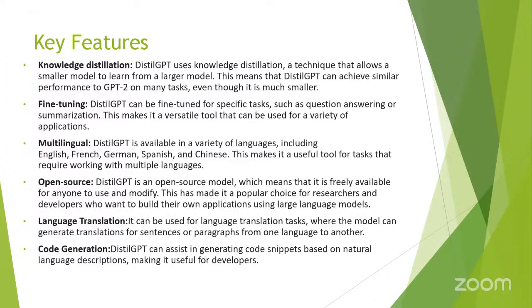Then language translation. It can be used for language translation tasks, where the model can translate sentences or paragraphs from one language to another language. It can also be useful for code generation. DistilGPT can assist in generating code snippets based on a natural language description, making it useful for developers. So these are all the key features of the DistilGPT-2 model.